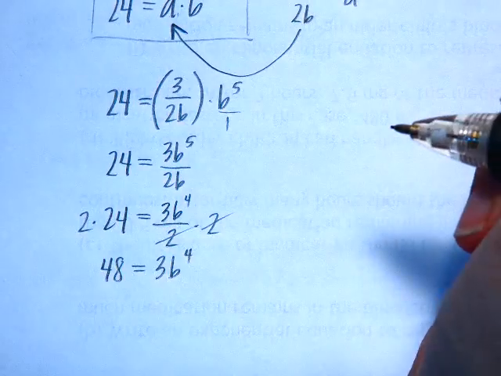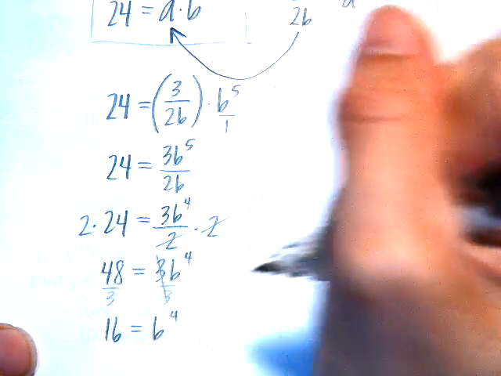So if I get rid of the fraction, then I have 48 equals 3b to the power of 4. Then I can divide the 3 to both sides. That'll get rid of it on the right, and I'll have 16 equals b to the 4th.